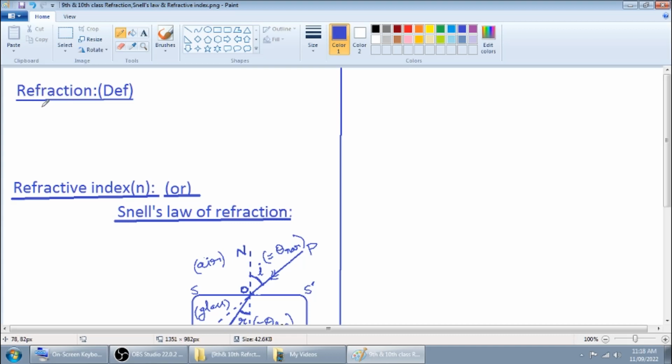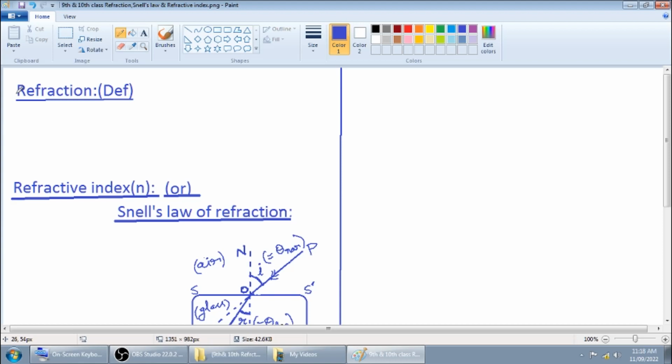Today's topic is refraction. Now, refraction is a very important property of light, a very important phenomenon or process related to light. So it is somewhat similar to reflection.